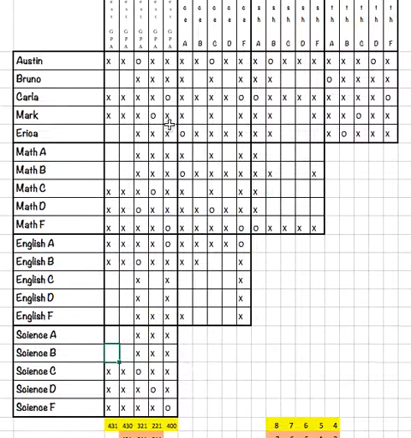Okay, so back to what I was talking about. So Austin belongs with Math D and Science C and English B. So let's put that in here, and X for the rest of that row and column. And so Austin here is English B, and we know that's Science C. So let's put an O here and X for the rest of that row and column.